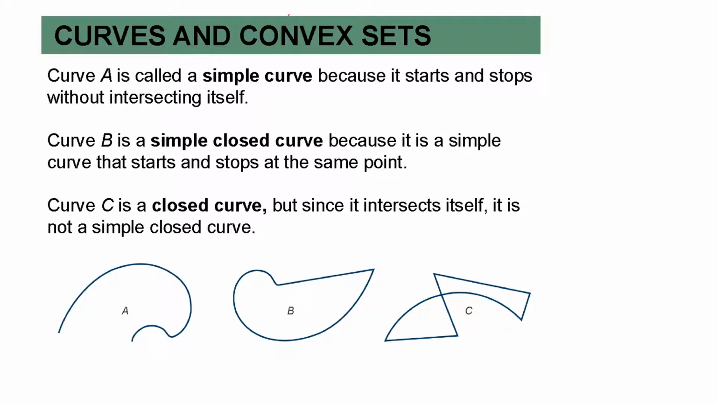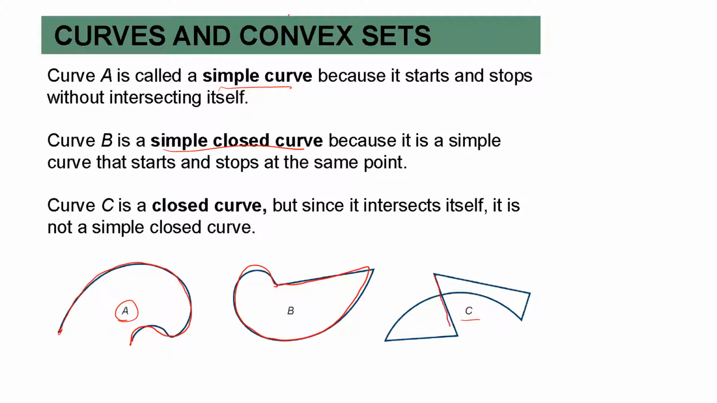So we have three types of curves. One is simple, like A here, where you start at one point, end at another, but the curve at no point intersects itself. So that's a simple curve. A simple closed curve only intersects itself at one point, and that's the same point where it starts is the point where it ends. So I start here, trace the curve, end here. But there's no other point where the curve intersects itself. So this is a simple closed curve.